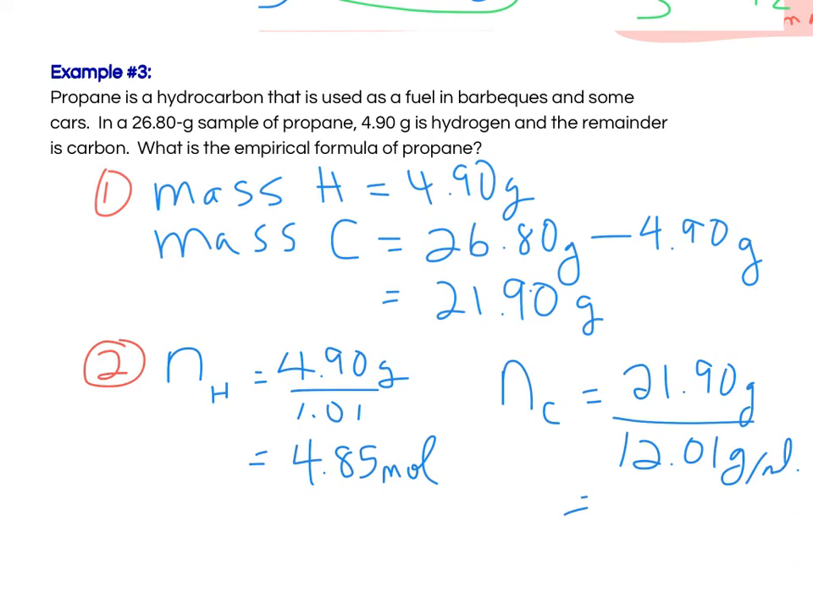And I'm getting 1.823 moles. And so I'm preserving 4 sig figs when I look at both of the values being used in the calculation here. I have 4 sig figs, so my answer should also have 4 significant figures.